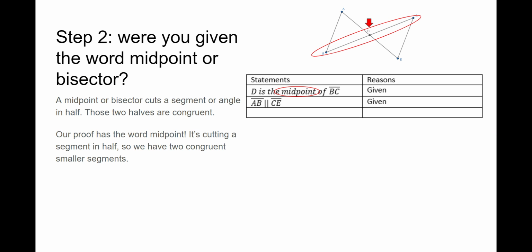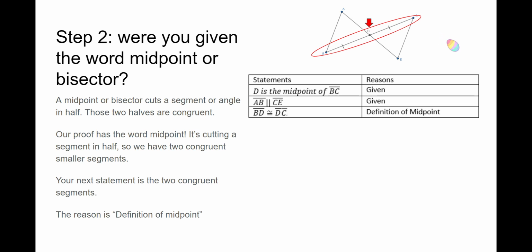And then step two is to start using all of our information. We were given the word midpoint in our given information. We were told that point D is the midpoint of segment BC. That means that point D is cutting BC in half into two congruent smaller pieces. So those two pieces are segment BD and segment DC.